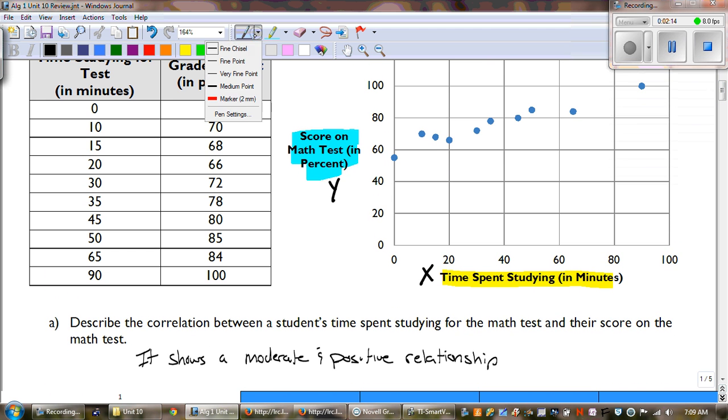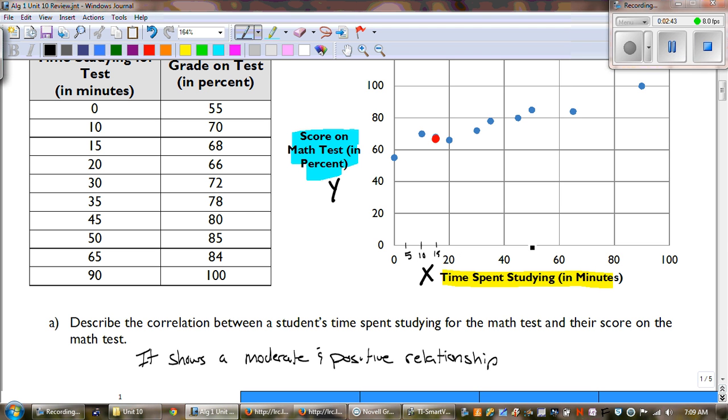(15, 68). Well, let's see, it goes 0 to 20. So half of that would be 10. And then if I cut that in half, that'd be 5, and that would be 15. So I'm looking for (15, 68). Oh, well, what do you know? Looks like that point's already there. All right, so (15, 68), and the other one is (45, 80).